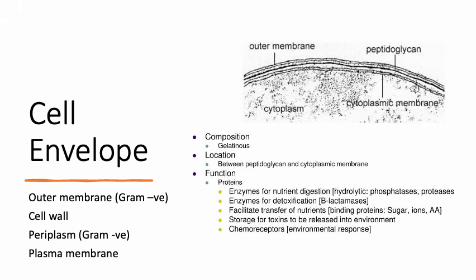Now, we are done discussing the different cytoplasmic structures of bacteria. Let's now go to the cell envelope, which comprises the outer and inner membranes, or outer and plasma membrane, cell wall, and also the periplasm. Please take note that the outer membrane and the periplasm are only present in gram-negative bacteria.